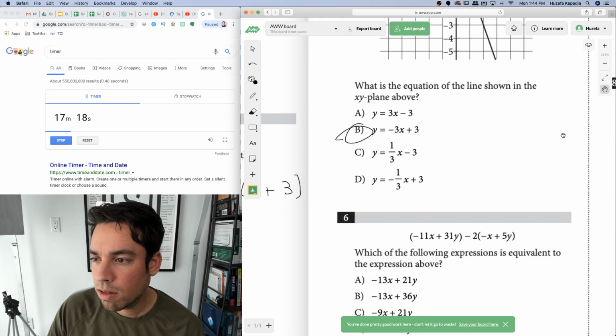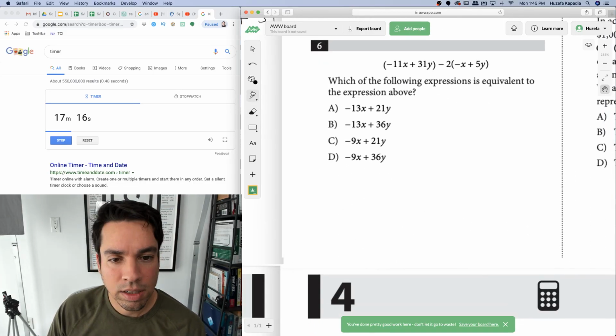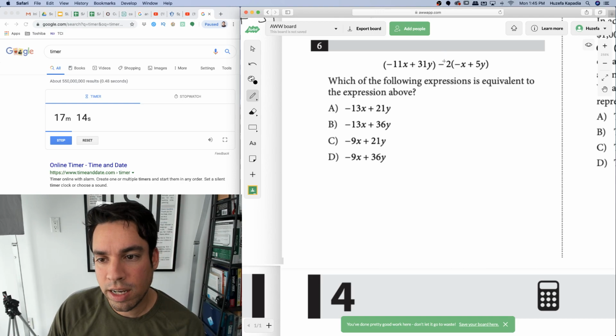And done. Next, number 6. Which of the following expressions is equivalent, aka simplify? First thing I'm going to do is distribute this negative 2. These parentheses do nothing in the front, so I'm going to get rid of them.